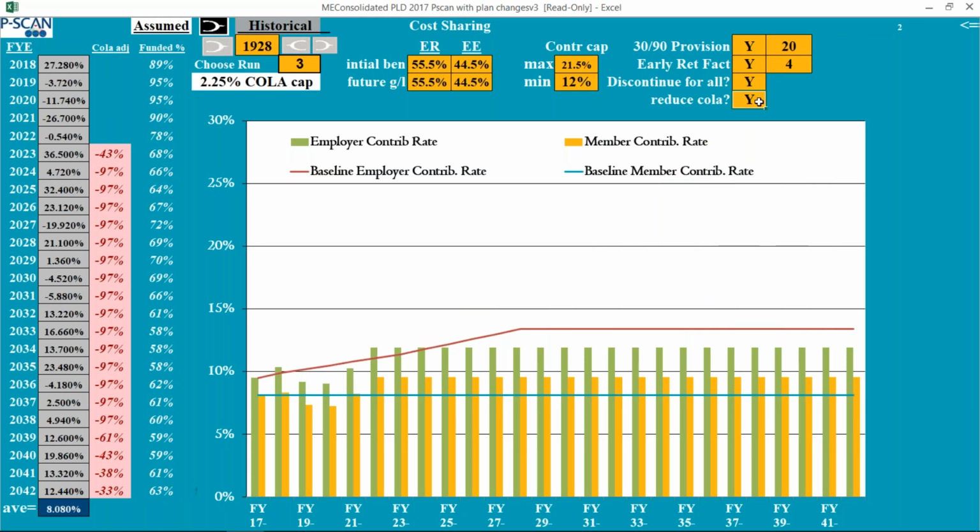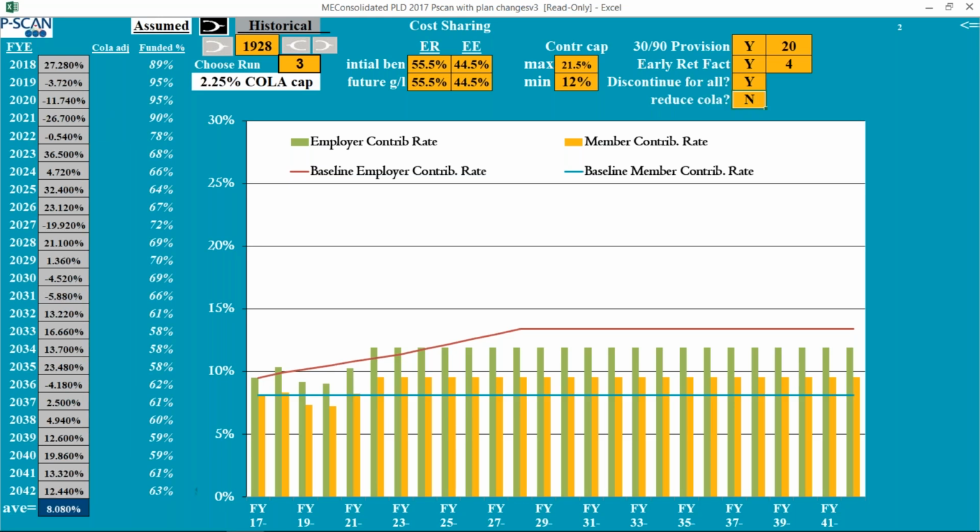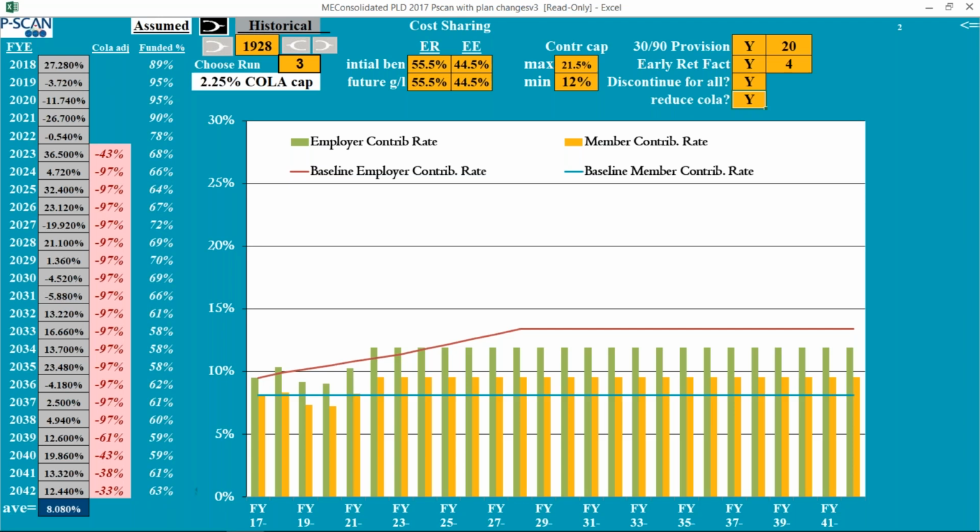And Sandy, I think I just found what you were asking for. It says here, where the cursor is, reduce COLA, yes. And you said, what if we didn't reduce the COLA? And it showed different results. So we could build that in, whether it was for everyone or just new hires or the early retirement factors. We could have even put in the multiplier if we wanted to, but the strong intent here was to protect fully the basic benefit.